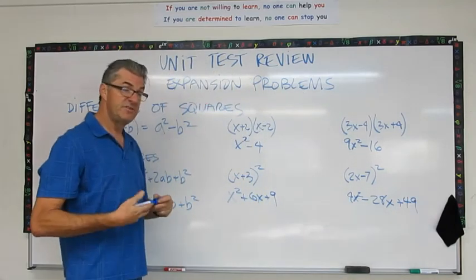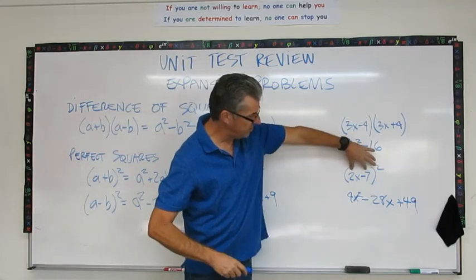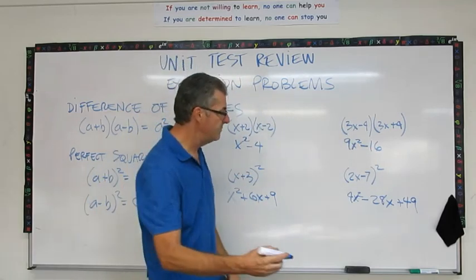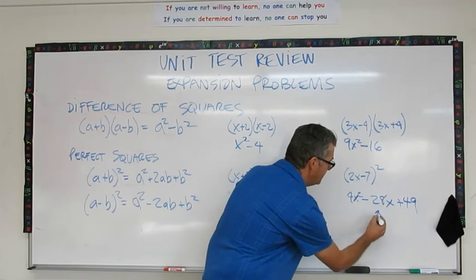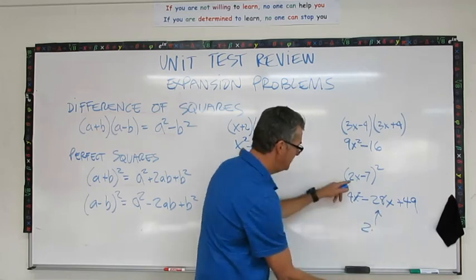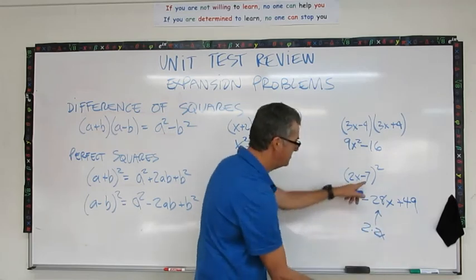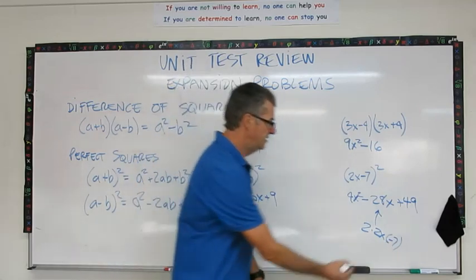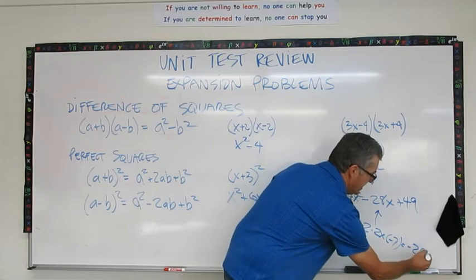Now sometimes on problems like this where my terms are a little bit more complicated, I did this one in my head, but you don't have to. You could write a middle step for this that would be 2 times my a times my b. And that's going to give you your minus 28x.